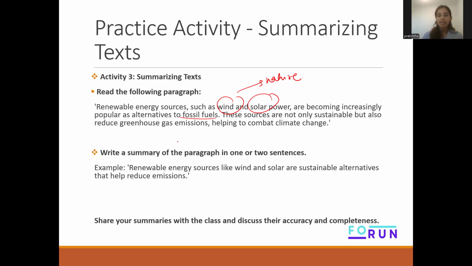All in all, when we are writing a summary, we don't name particulars, we avoid giving examples, etc. Right? So here we have not given any examples, because we had to give them, we can also avoid. So renewable energy sources are sustainable alternatives that help reduce emissions. That's all.